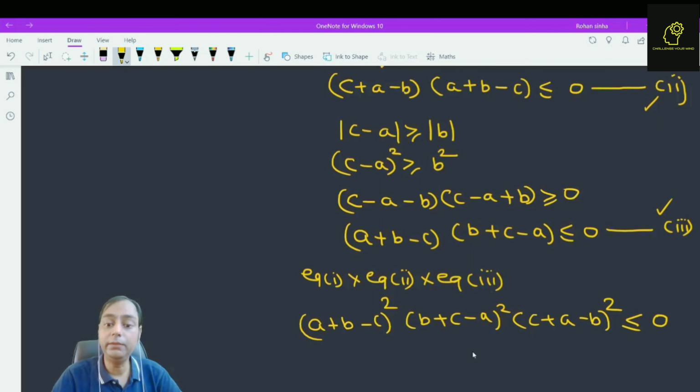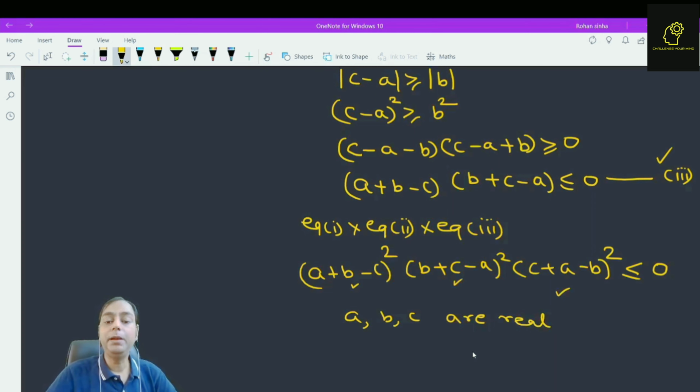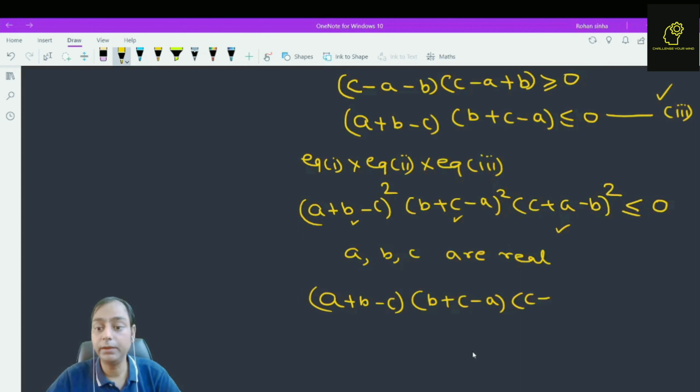But in the LHS, A, B, C are real, and this is a perfect square, this is also a perfect square, and this is also a perfect square. And we know that the perfect square of a real number can't be negative. So this is only possible when (A plus B minus C) into (B plus C minus A) into (C plus A minus B) is equal to 0.